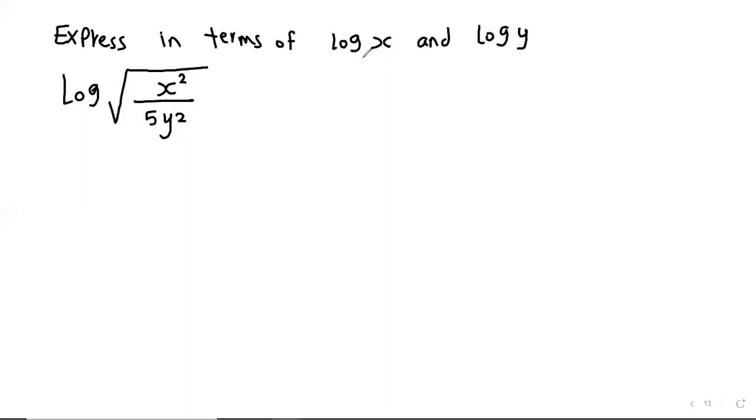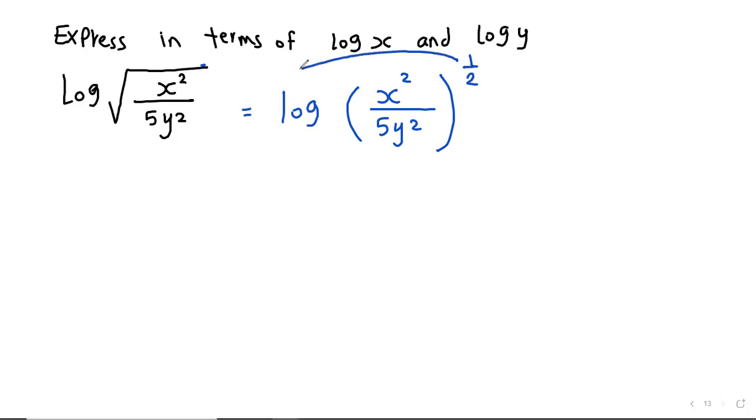Express the following in terms of log x and log y. I have log of the square root of x to the power of 2 divided by 5y to the power of 2. We can write it as log here, and we have the square root of this expression. So write it as x squared over 5y to the power of 2, all raised to the power of half. What about this power here? We can write this power in front of the log. The power rule: it's a half multiplied by log of this expression, x squared over 5y squared. So it's half here.